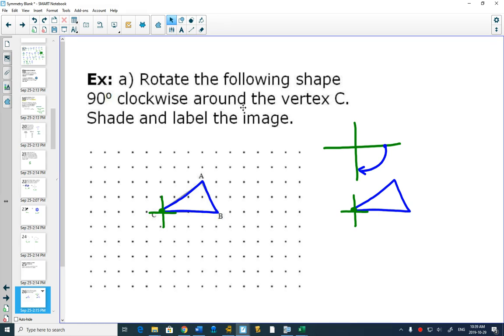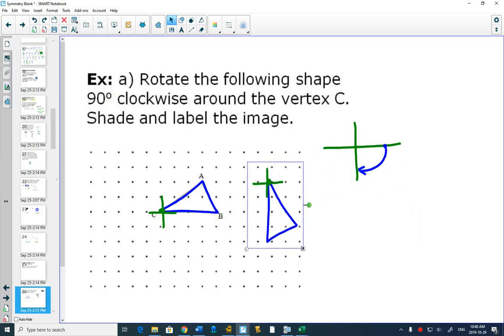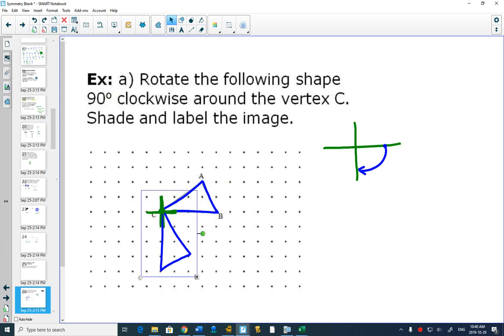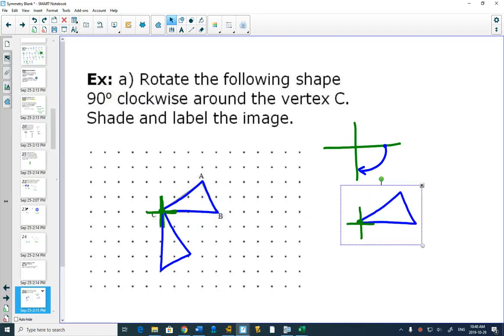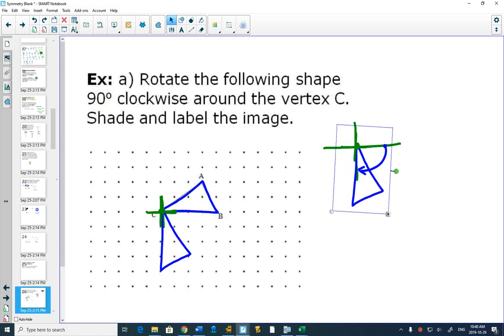If you trace out the same shape on a piece of loose leaf and draw cross sections at the point where you want to rotate it, rotating 90 degrees clockwise looks like this. So you take your paper, you turn it 90 degrees, and then match it up on that same vertex. That's where the shape will end up. So again, we took our shape, turned it exactly 90 degrees, and then saw what the shape looked like, and we can draw it again.